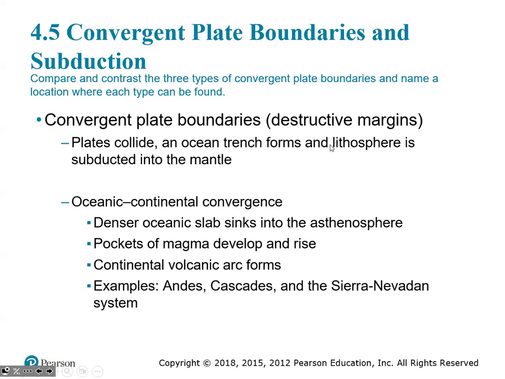So at an oceanic-continental convergence, the denser oceanic slab will sink into the asthenosphere. Pockets of magma will develop and rise because this slab is sinking into the hotter asthenosphere. It melts. These pockets of magma develop, they rise up, and you get a continental volcanic arc forming. So some examples are the Andes, the Cascades in Washington and Oregon, and the Sierra Nevada mountains, which were all formed this way.